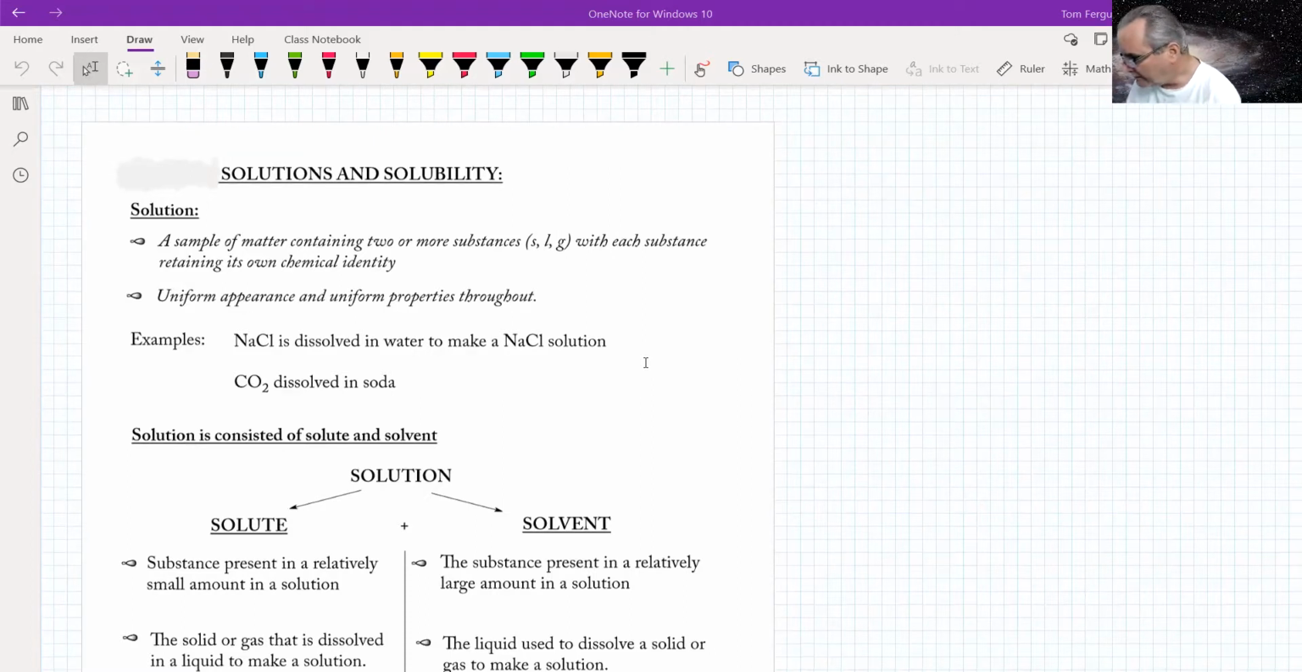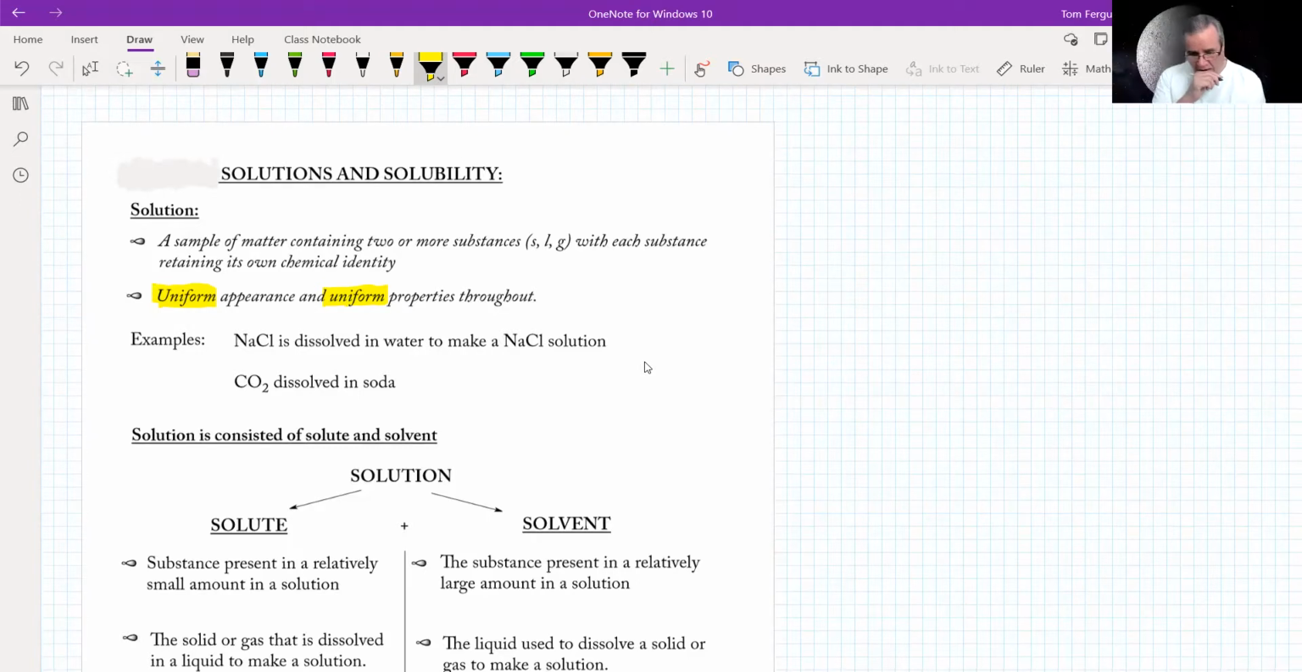The important point here is uniform appearance. That means it's going to be difficult to distinguish between the components of the solution. Examples would be salt and water, alcohol in water like vodka, carbon dioxide dissolved in water for club soda, etc.